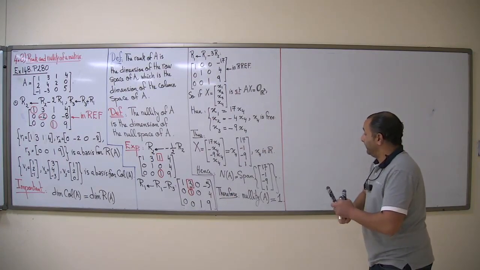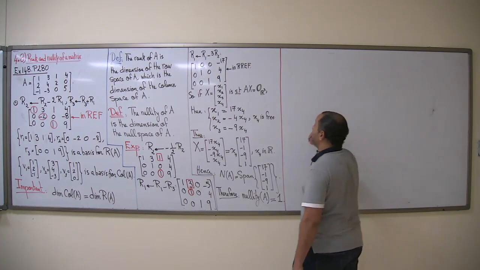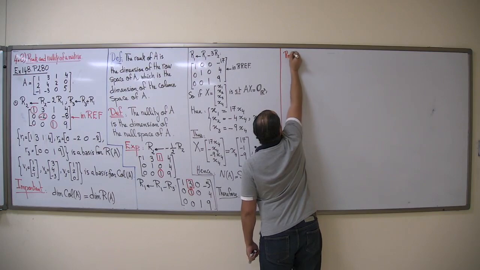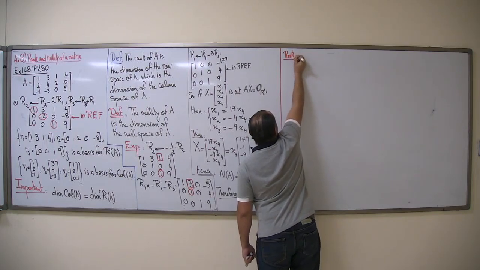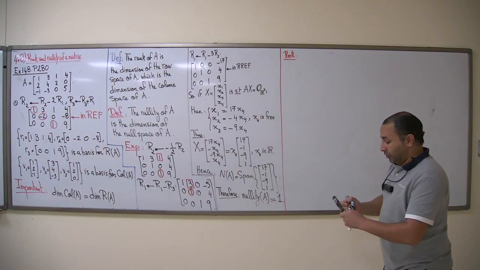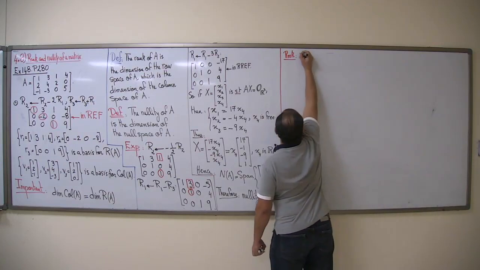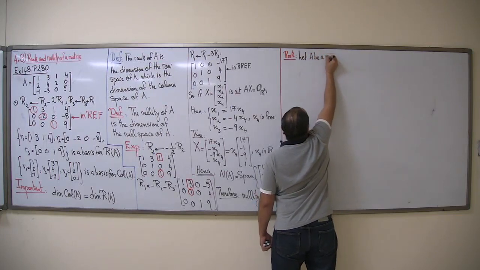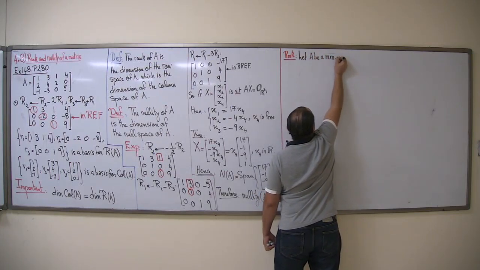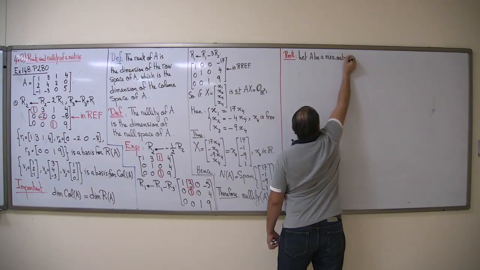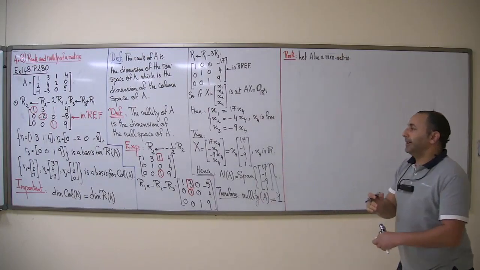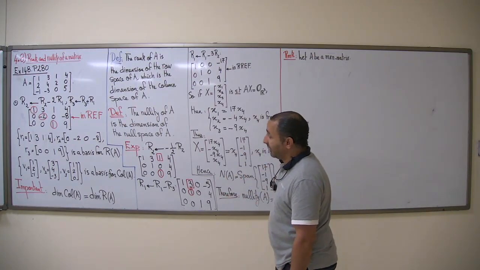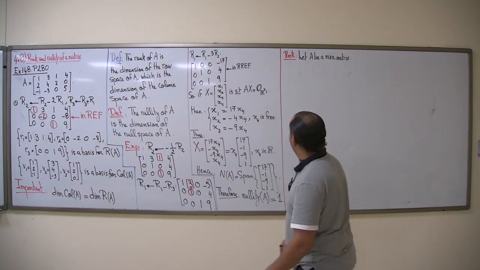Let's go to a very important theorem here. But before the theorem, I would like to make the following remark. Okay. So let A be an M by N matrix. We have seen in the previous video, when we introduced the column space and the row space, the following.